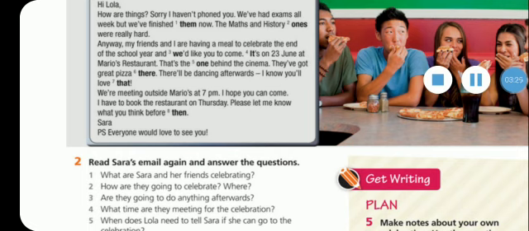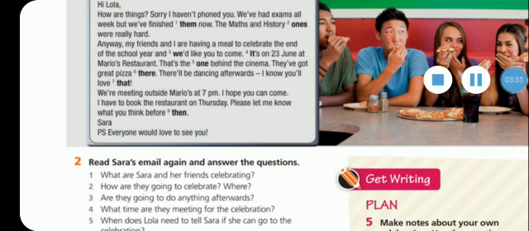at Mario's restaurant. That is the one behind the cinema. They are talking about the restaurant. They have got great pizza there. There here we said that it is used to refer to a place. So there here refers to Mario's restaurant. There will be dancing afterwards. I know you will love that. That here refers to dancing. And we use it to refer to things.